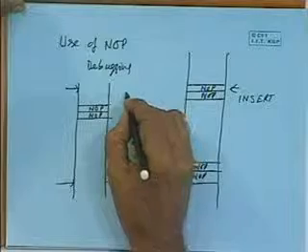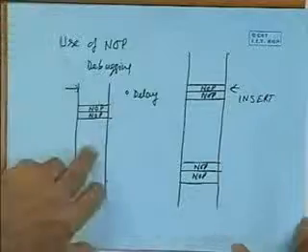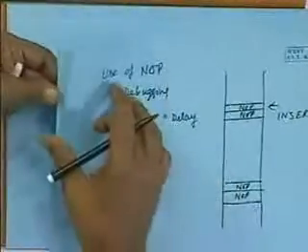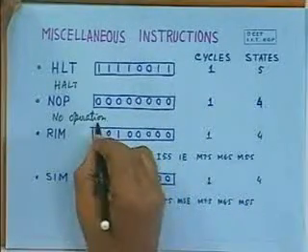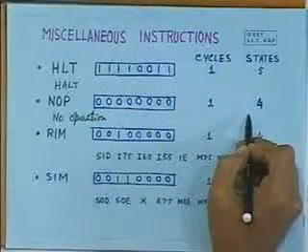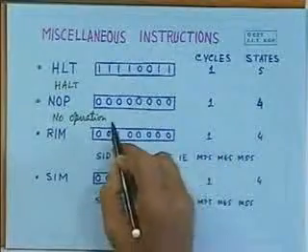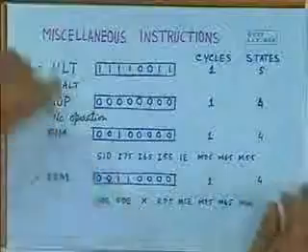Another very important use of no-op is delay generation. As we have seen, although no-op is not performing any operation, it is taking some time to execute. So whenever you have to generate a small delay, you can put a no-op instruction there, and a small delay will be generated when no-op is executed. So these are the two important uses of no-op: one is debugging a program, another is delay generation.